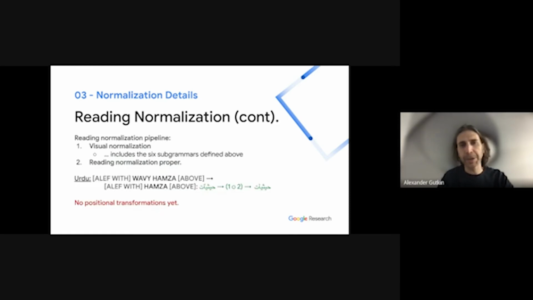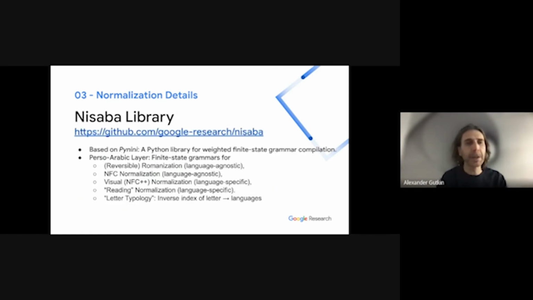The reading normalization is constructed from visual normalization composed with reading normalization proper. So for example, in Urdu, the alif with wavy hamza above is replaced with alif with hamza above because that's a valid Urdu use case.